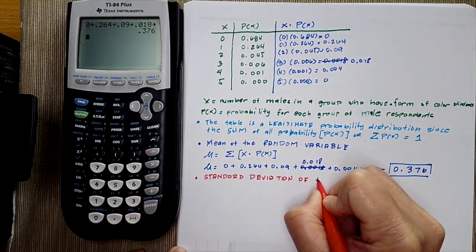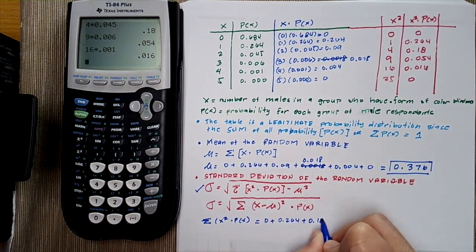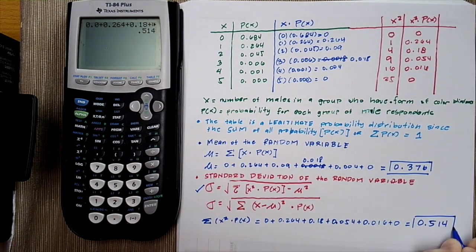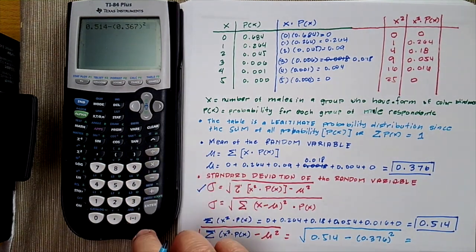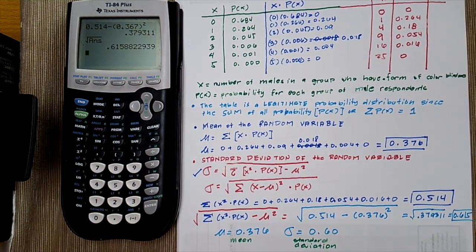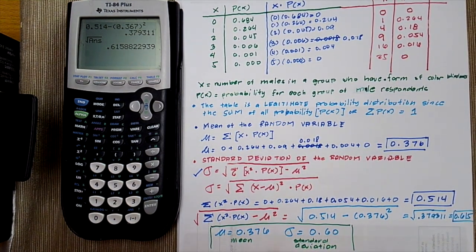The formula for the standard deviation is the square root of the summation of x squared times p of x minus mu squared. And by finding the sum of x squared times p of x, we'll have 0.514. Now incorporating it into the formula for the standard deviation, it is equal to 0.615 or 0.6. So the mean and the standard deviation of our random variable will be 0.376 and 0.60 respectively.